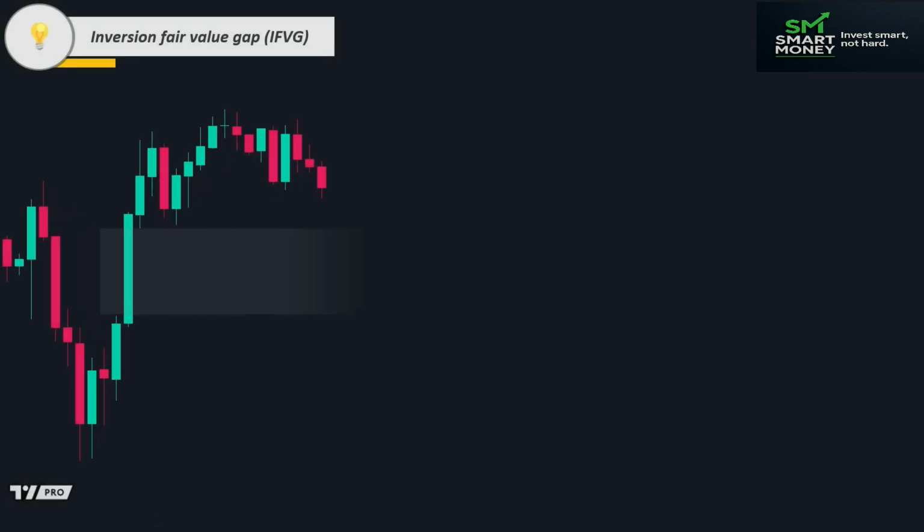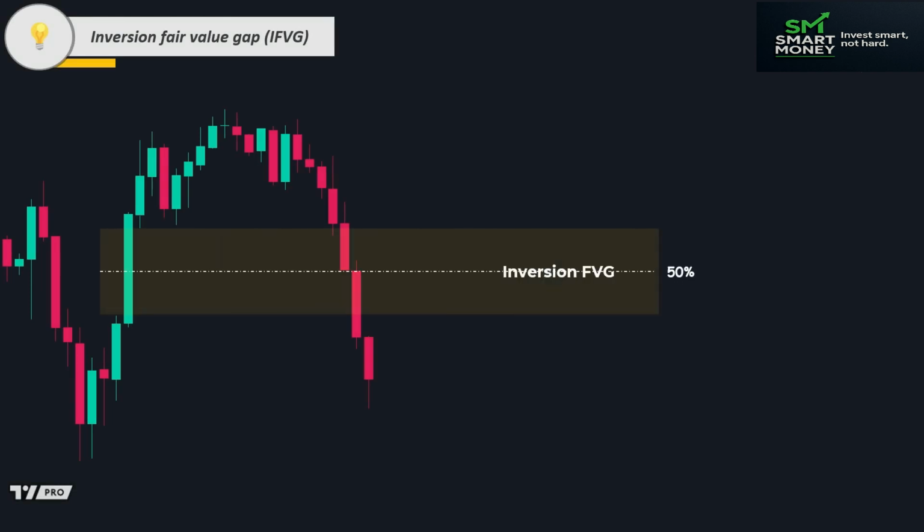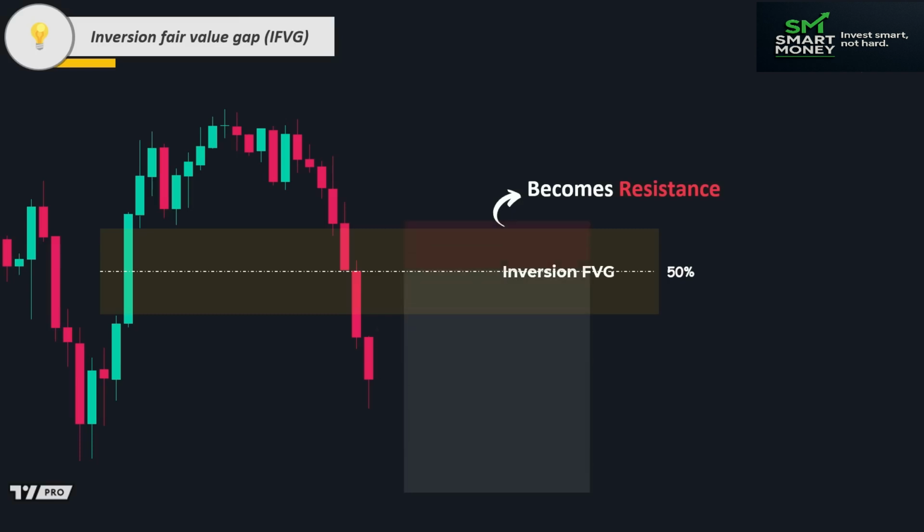For example, when price breaks straight through a bullish fair value gap without showing any respect or reaction, that gap flips its role and becomes an inversion fair value gap. Now, instead of acting as support, it's more likely to hold as resistance, creating perfect opportunities to go short. And if we play out the chart, you'll see that price retraces back into the newly generated inversion fair value gap, respects the midpoint, and then continues lower with strong momentum.